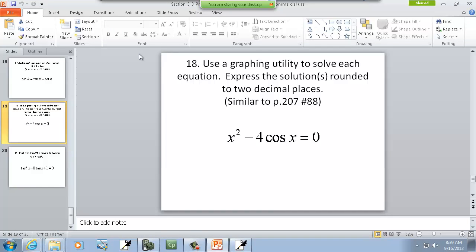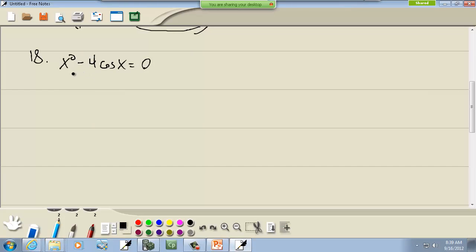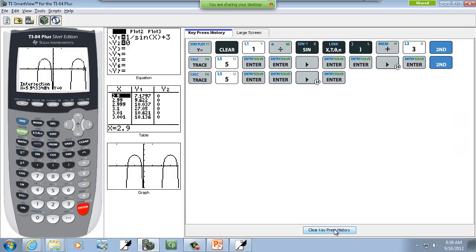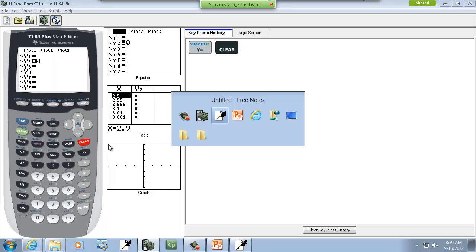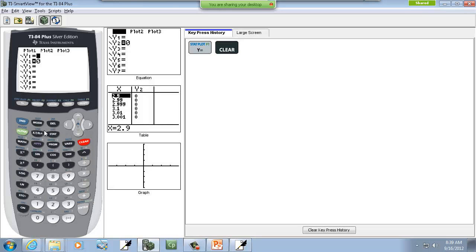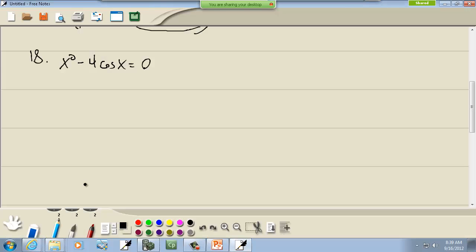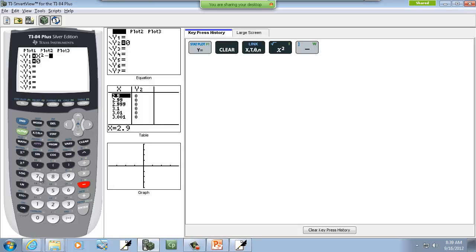Now here's another calculator one. So let's go ahead and do this. Now remember our steps. Get everything on the left side, 0 on the right, and then we're going to input it in our calculator. So press y equals, press clear, and we've got x squared minus 4 cosine, so 4 cosine x.